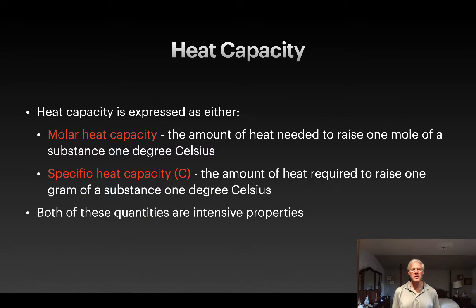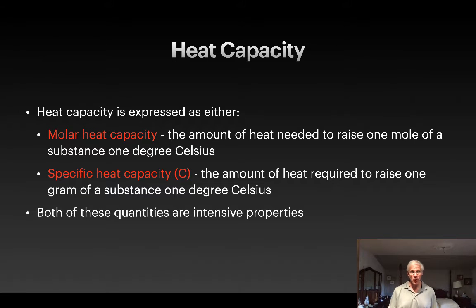So both of these quantities are intensive properties, which is nice. We do enjoy intensive properties. Intensive properties, if you remember, are those properties that are independent of the amount of material. So it doesn't matter if I have a kilogram of material, I can look up its specific heat, or if I have a gram of material, I can look up its specific heat. And the reason they're intensive properties is because they reference the amount of heat for a very specific amount, just 1 gram or 1 mole. And so that will never change.